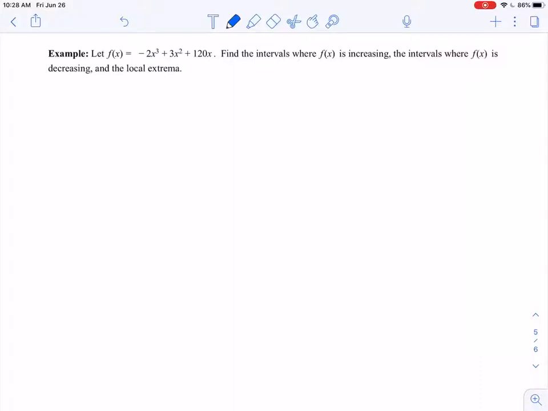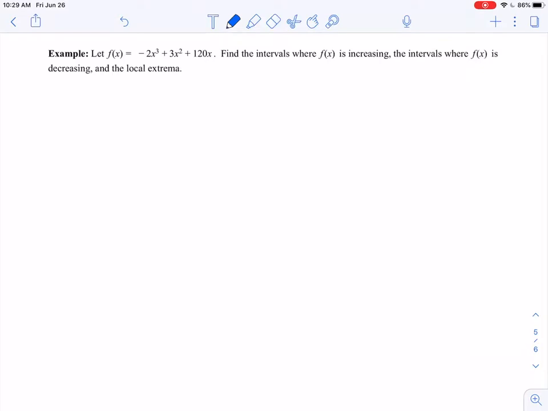Here we have another example, similar prompt to the last example that we did. So we have a function f of x equals negative 2x cubed plus 3x squared plus 120x. We want to find the intervals where f of x is increasing, the intervals where f of x is decreasing, and then any local extrema that we may or may not have.